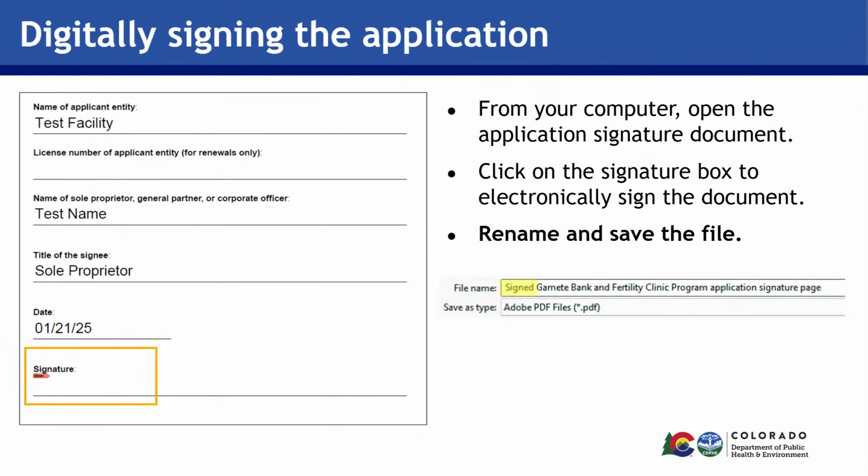To digitally sign the application signature page, open the document in Adobe Acrobat Reader, click on the signature box to electronically sign the document, rename, and save the file. Note that the document cannot be digitally signed in the browser. You must open it in Adobe to access the digital signature function.